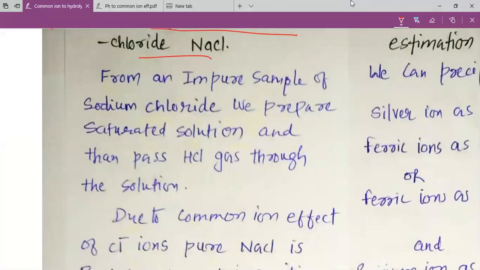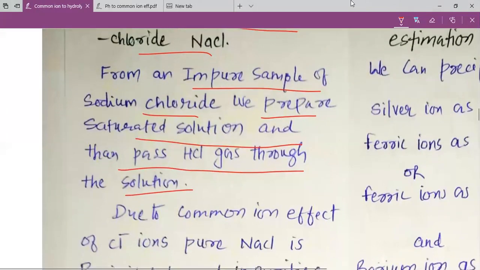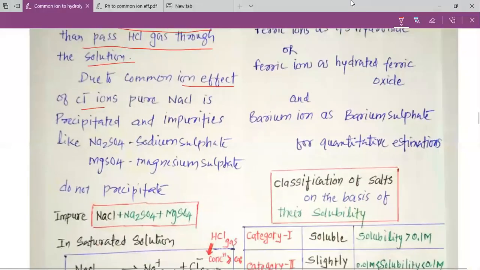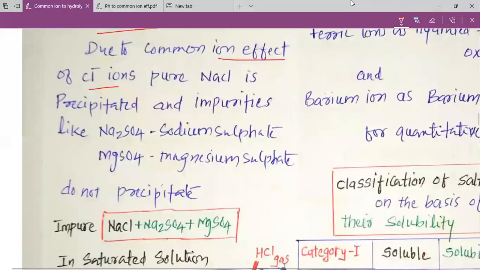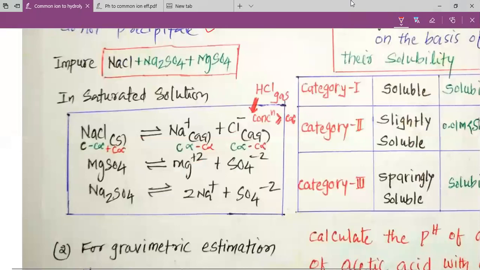So first, let us discuss the first point, the purification of sodium chloride. My dear students, using the common ion effect, we can purify sodium chloride. From an impure sample of sodium chloride, we prepare a saturated solution and then pass HCl gas through the solution. Due to the common ion effect of Cl minus, pure NaCl is precipitated, and impurities like Na2SO4, that is sodium sulfate, and magnesium sulfate do not precipitate because they do not have the common ion Cl minus. Let me explain this once again, my dear students.